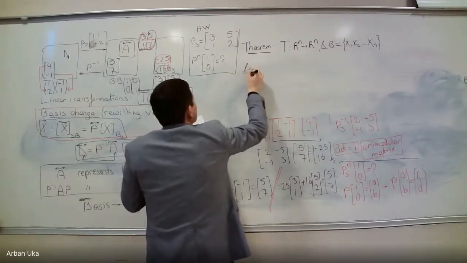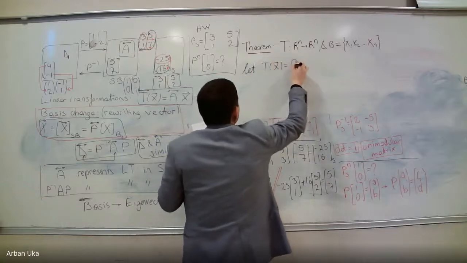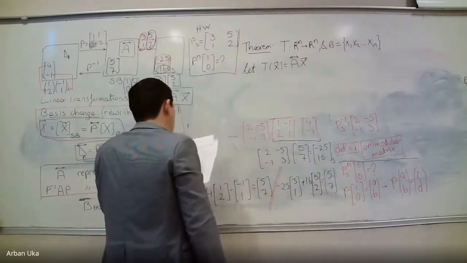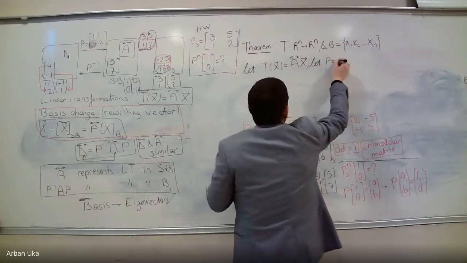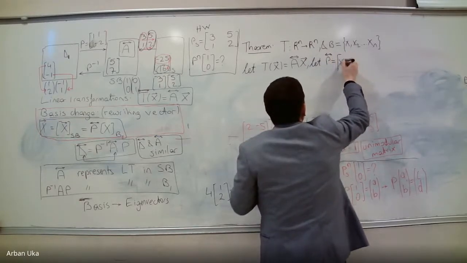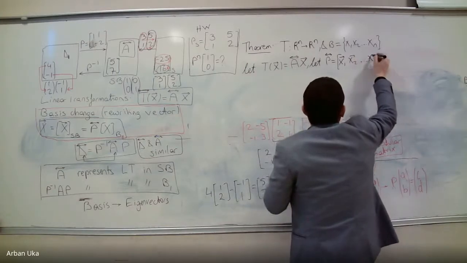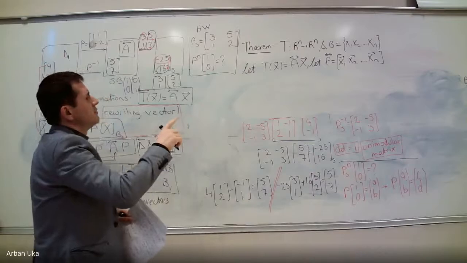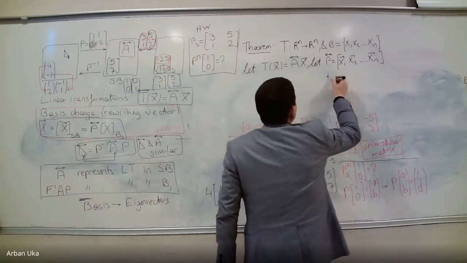And let the linear transformation on a vector x be equal to A times x. And let P be equal to x1, x2, xn. Now, so the B is a basis, T is a linear transformation, P is a transition matrix.